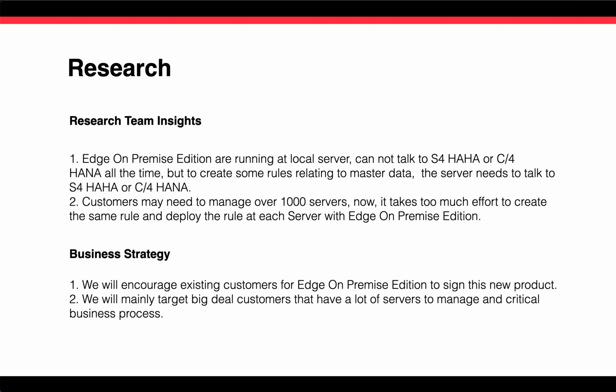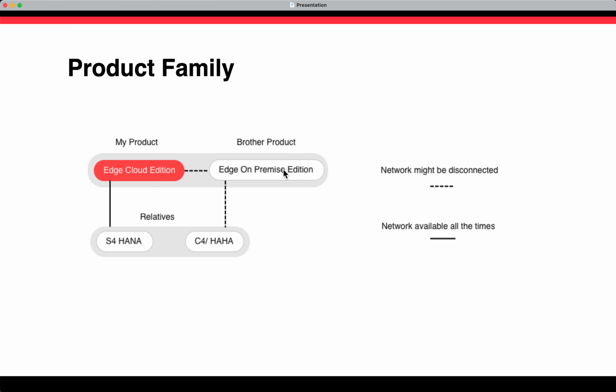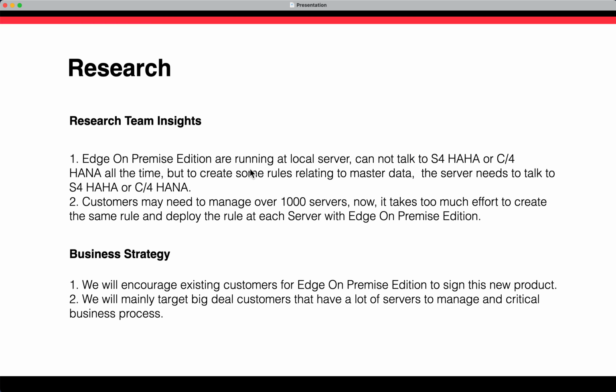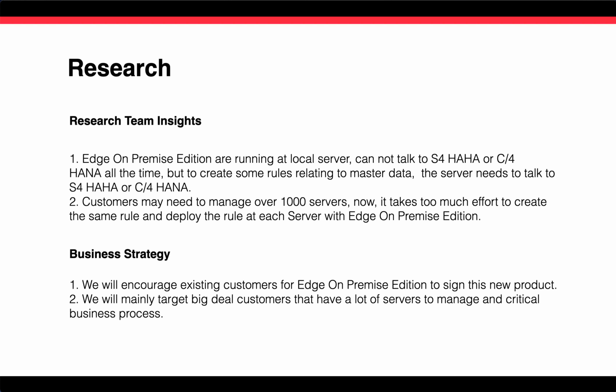The only thing I got was some insight slides, and I synthesized those insights into two main points. One point is that currently we already have the Edge On-Premise Edition, right? You remember we have this brother product which is installed on the server, and that application is powerful, but it cannot talk to the cloud application. But the user wants to create business rules relating to master data. That means the user hopes that once they create the rule, the application can talk to the cloud-based application, right?